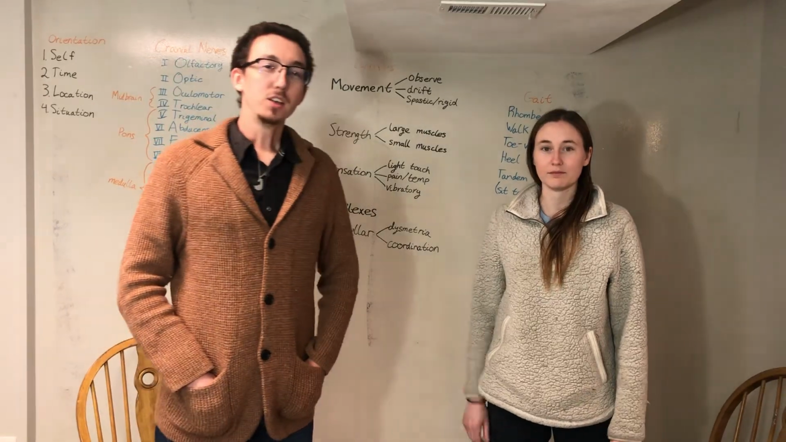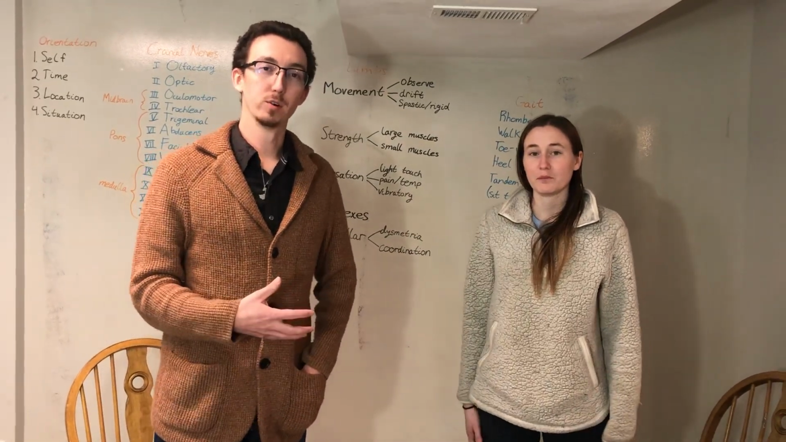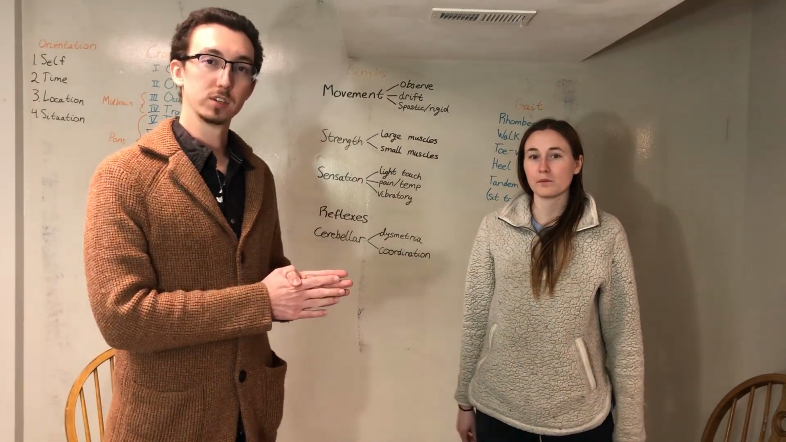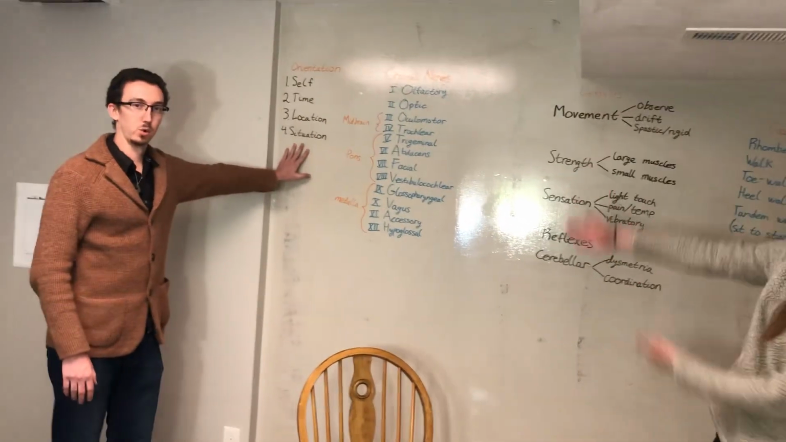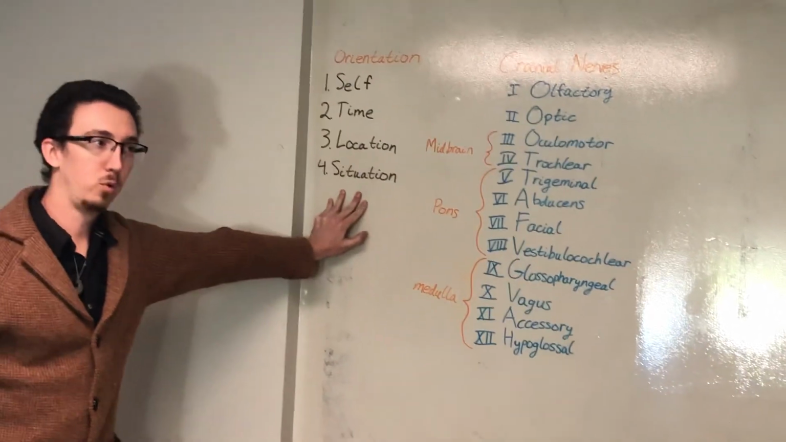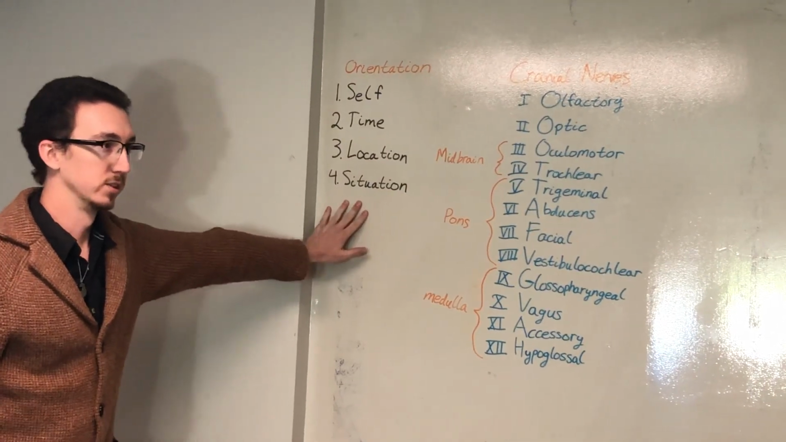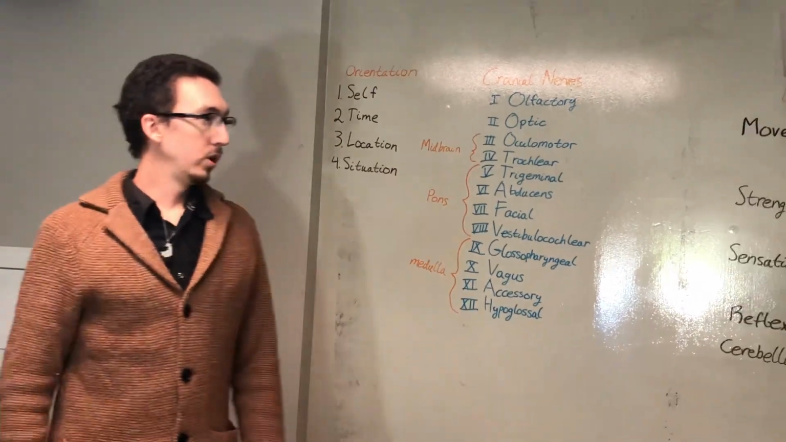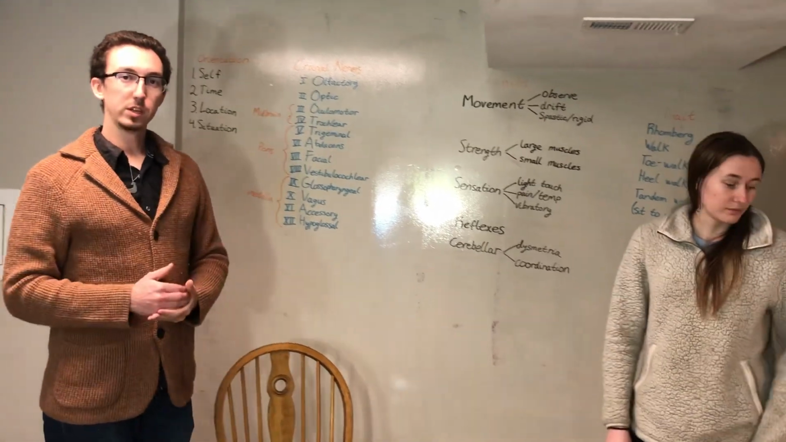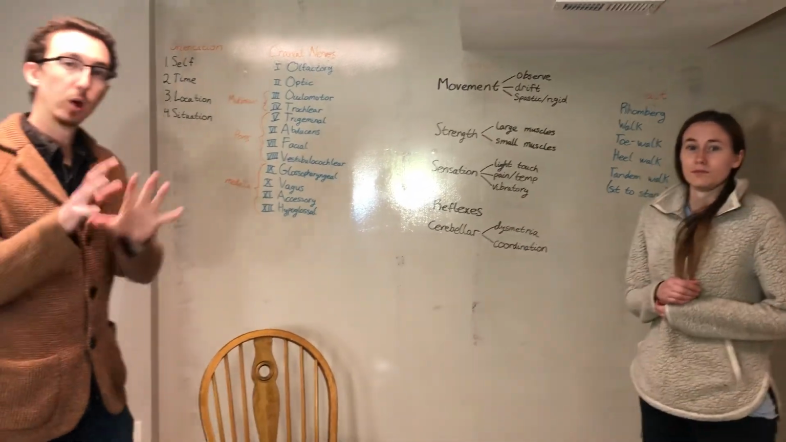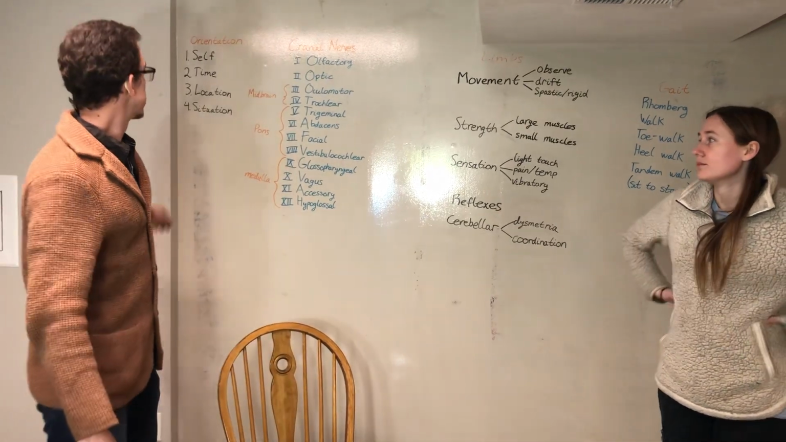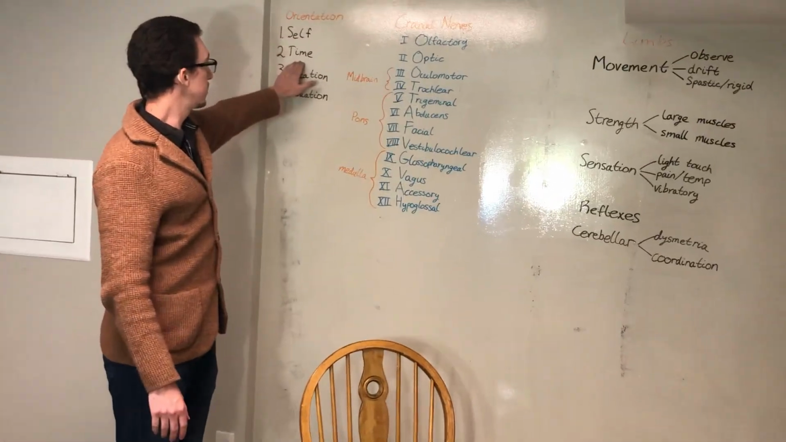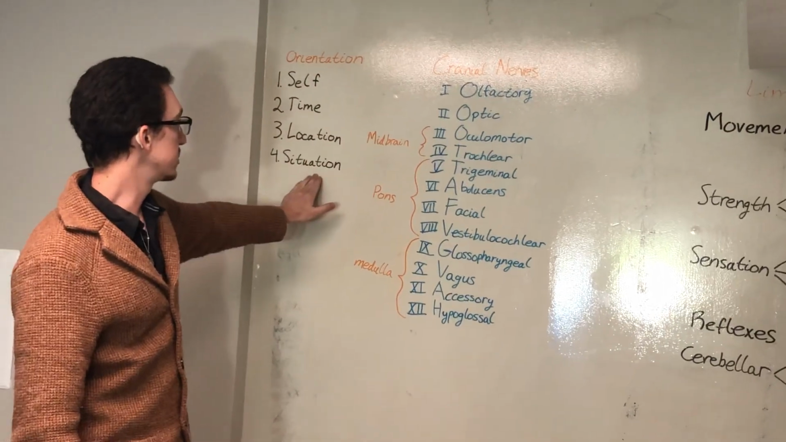Hey y'all. So today we're going to be talking about neurological physical exam, focusing just on orientation questions. How you ask them, what pitfalls people fall into, those types of things. So, when you're looking to see if someone is oriented, A&O times 4, what that means is they know self, time, location, and situation.